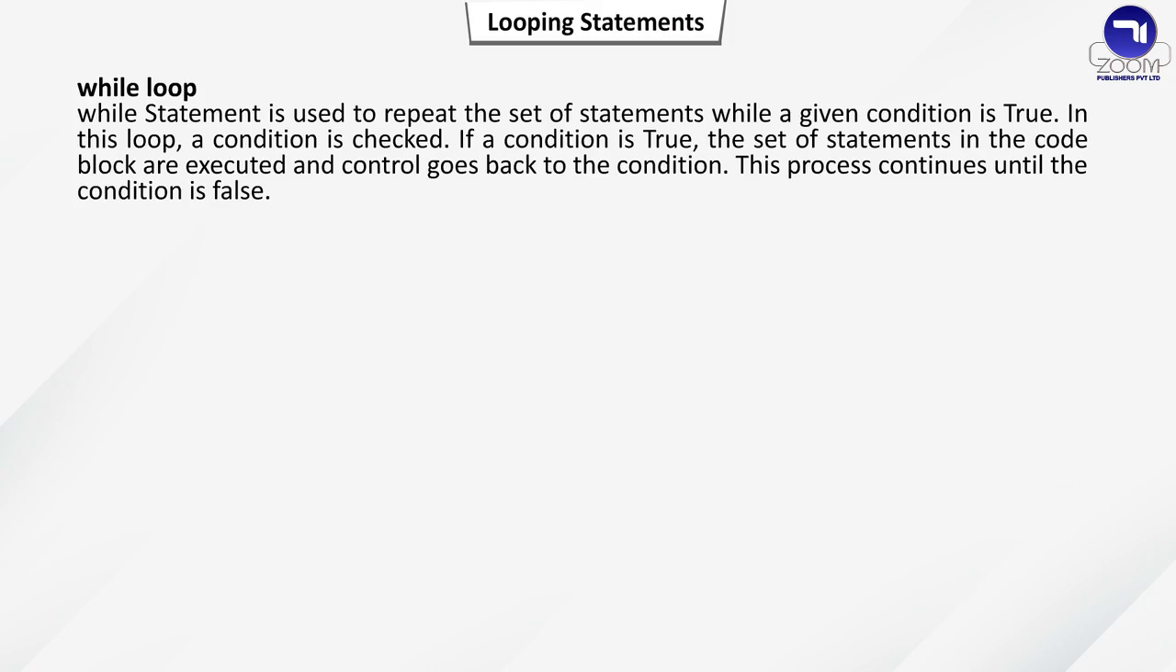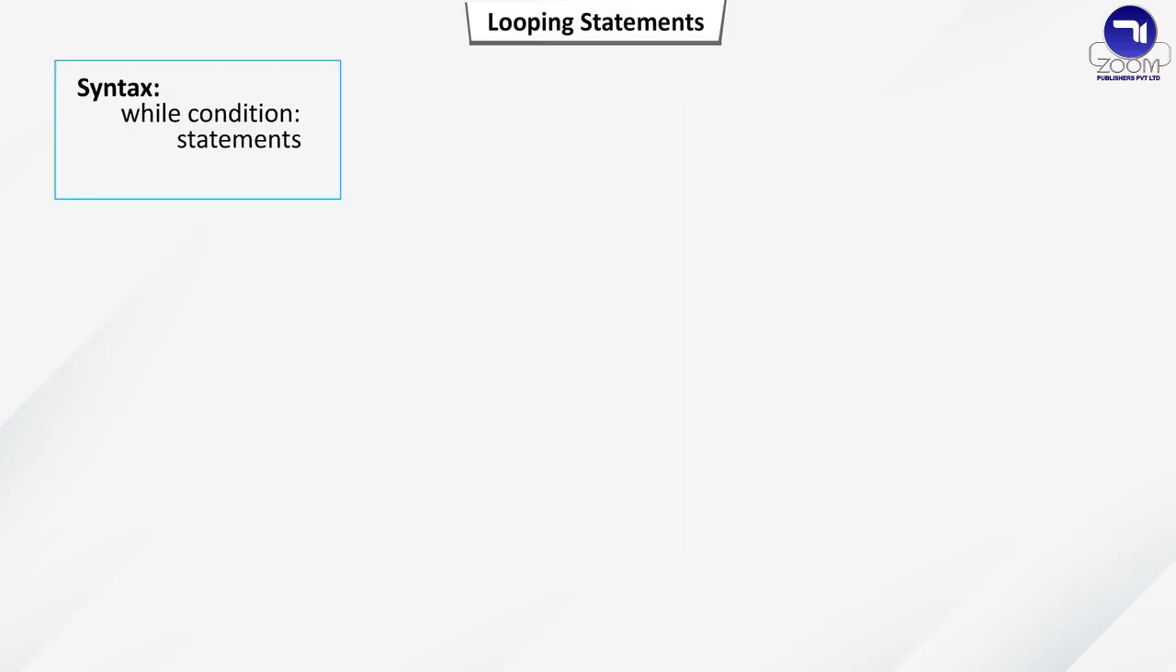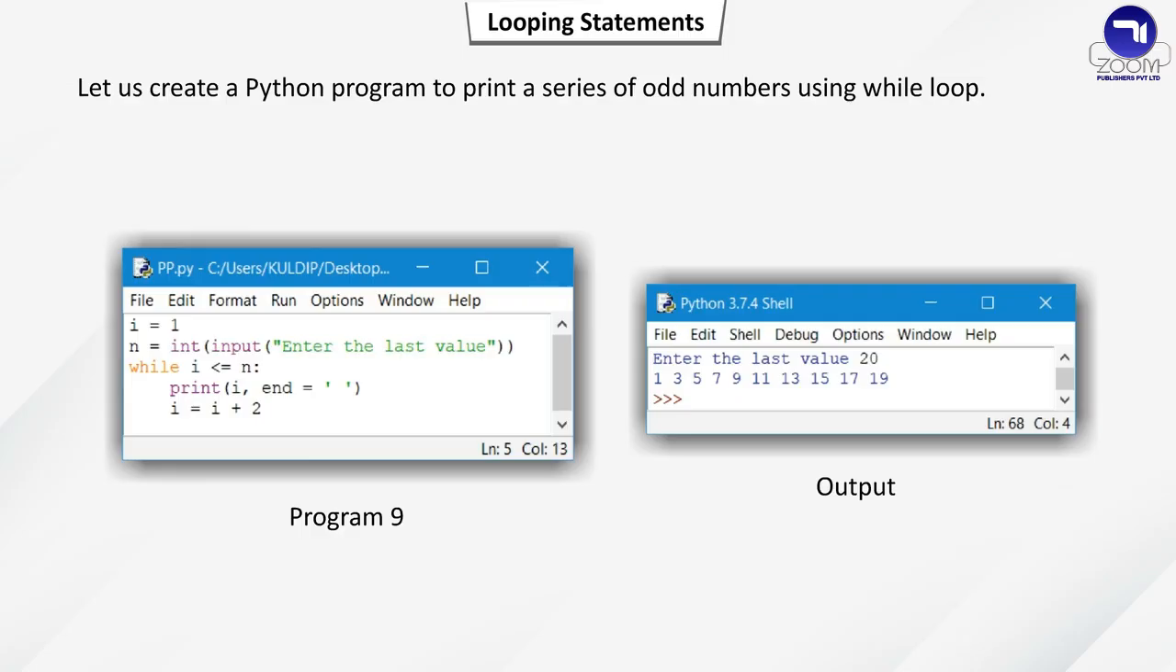While loop. While statement is used to repeat the set of statements while a given condition is true. In this loop, a condition is checked. If a condition is true, the set of statements in the code block are executed and control goes back to the condition. This process continues until the condition is false. Syntax: while condition: statements. Let us create a Python program to print a series of odd numbers using while loop.